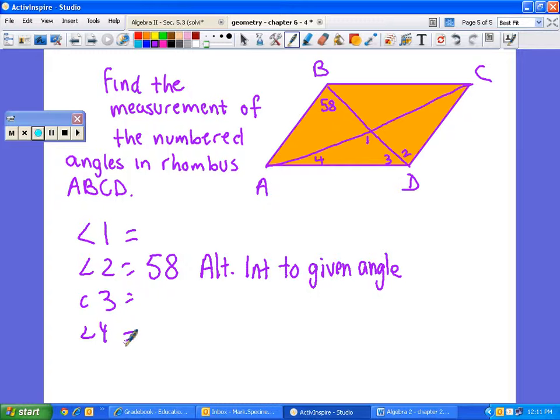Jack? Oh, the diagonal line bisects the angle, so it's 58, because 2 is equal to 3. Very good. We know that one of the properties of the rhombus is that the diagonal bisects the two angles. So if angle 3 is 58, I'm sorry, if angle 2 is 58, angle 3 also has to be 58. So I was right? Yes.